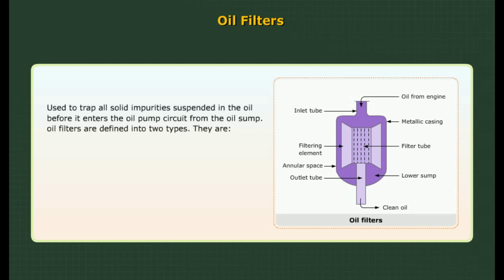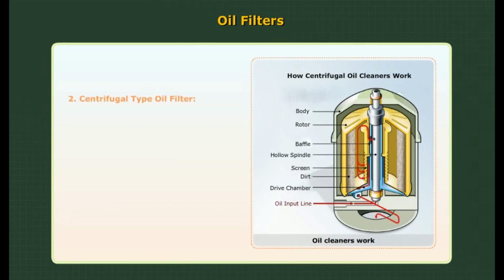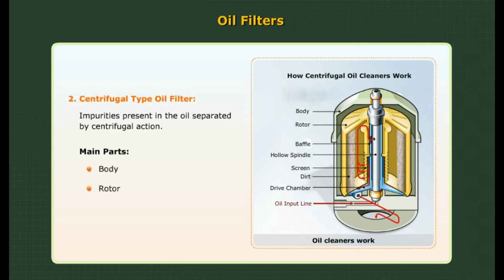Oil filters. Used to trap all solid impurities suspended in the oil before it enters the oil pump circuit from the oil sump. Oil filters are divided into two types. They are: 1. Cartridge-type oil filter, in which oil seeps through the filtering element, which traps all the impurities and solid particles. 2. Centrifugal-type oil filter. Impurities present in the oil are separated by centrifugal action. Main parts are body, rotor, drive chamber.